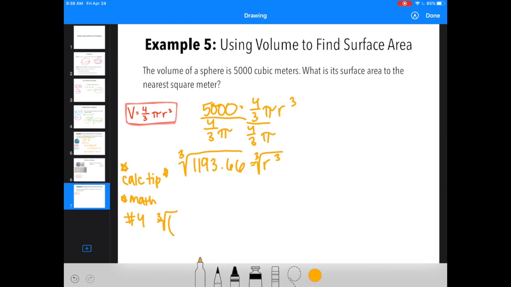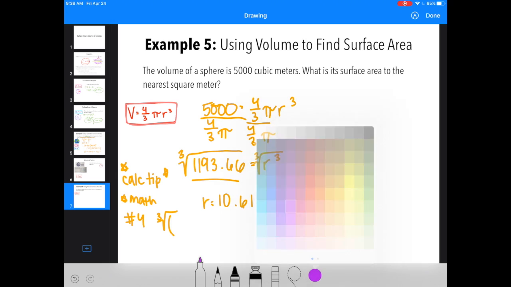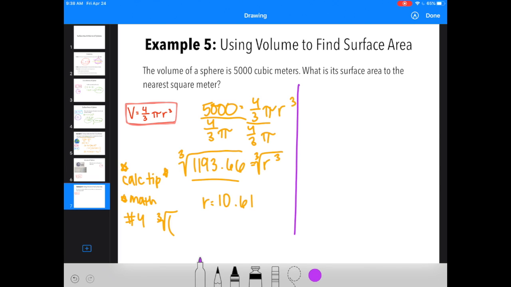Now that I have that cube root pulled up, instead of typing in 1,193.66, I'm going to click second answer so I can carry that decimal number. That finally gives me my radius of 10.61. Okay, I rounded that number, but carry it in your calculator.